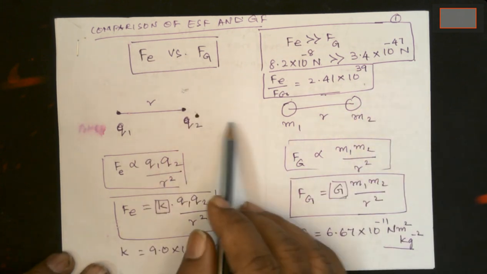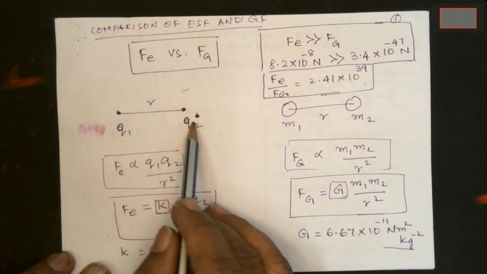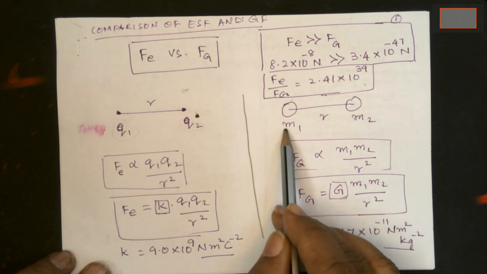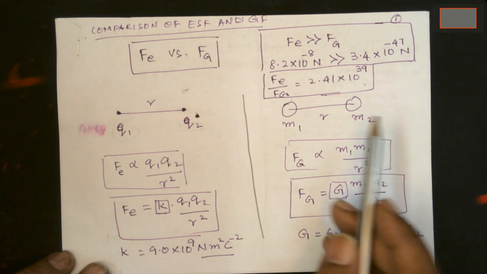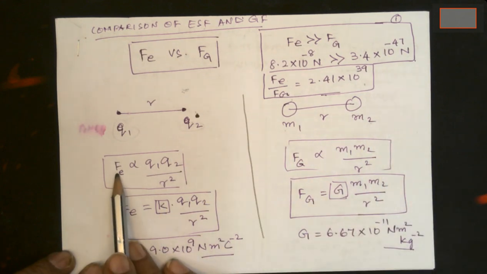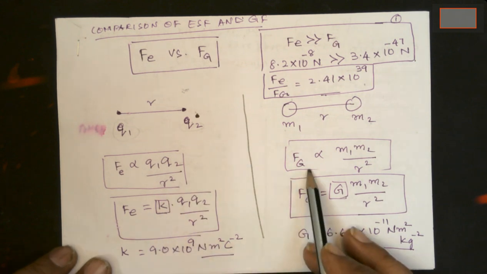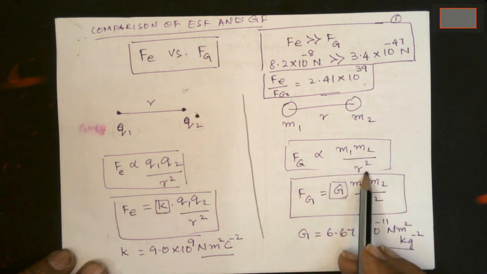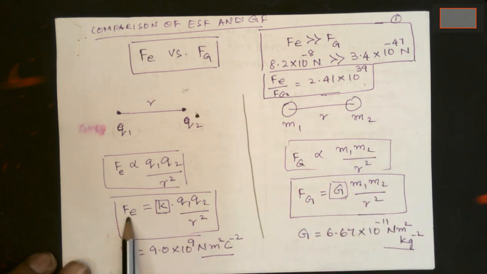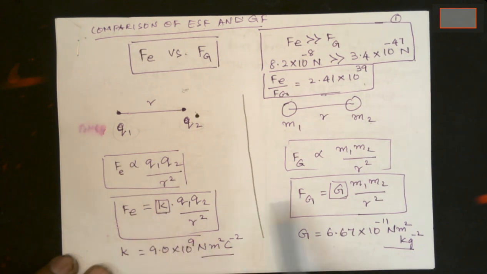Now let us explain. Here I have Q1 and Q2, the two charges. Simultaneously let us work out M1 and M2, the masses of two heavenly bodies. Now Fe is proportional to Q1 Q2 divided by R squared, and gravitational force is directly proportional to M1 M2 and inversely proportional to R squared. We introduce a constant by removing the proportionality. Here it is K, but in the case of Fg, it is the gravitational constant.